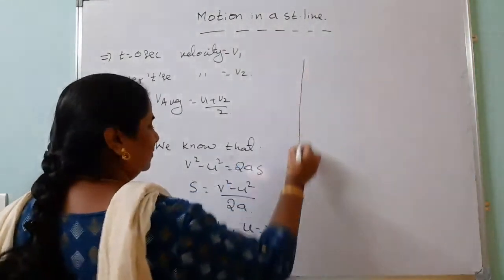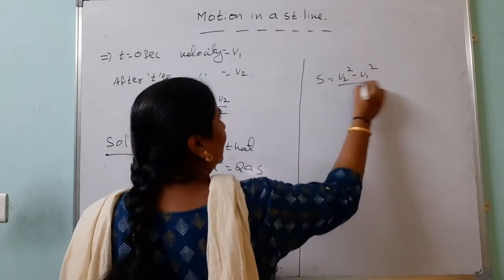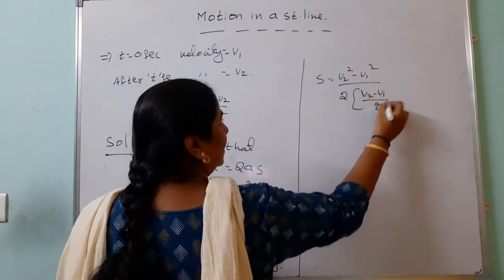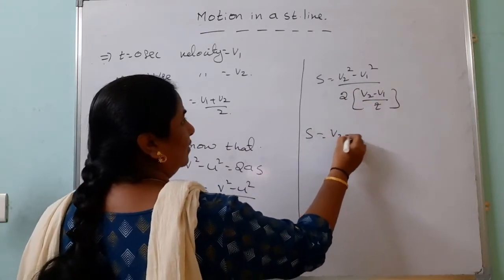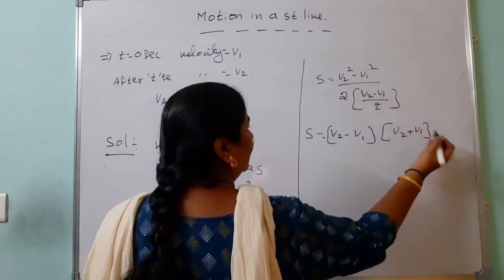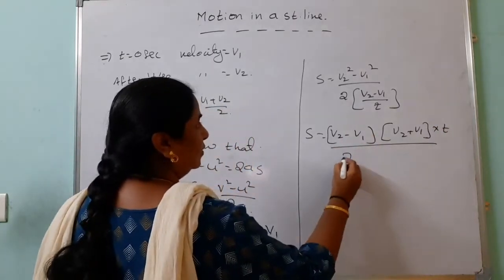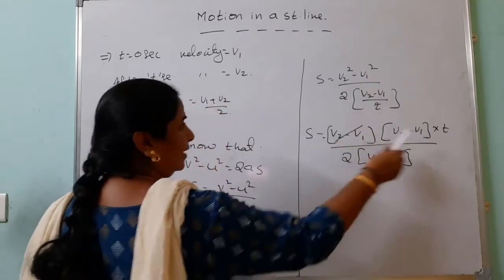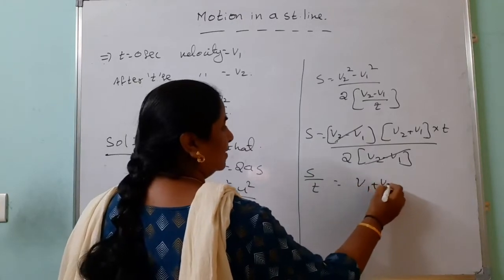So s equals v2 square minus v1 square divided by 2 into, instead of acceleration, v2 minus v1 by t. Then s equals, this is like the a square minus b square formula, v2 minus v1 into v2 plus v1. Then t is also coming as a numerator. Down you are getting 2 into v2 minus v1. These two are cancelled. Now I am sending t to this side: s by t equals v1 plus v2 by 2.